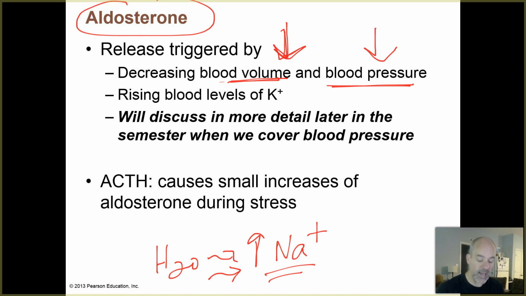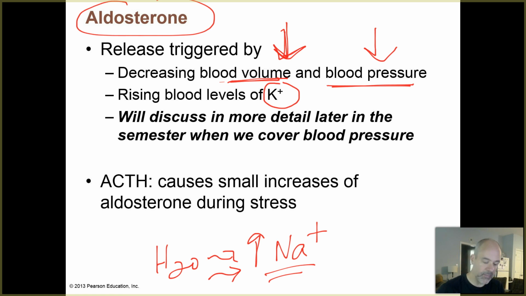Rising levels of potassium ions will also trigger aldosterone secretion, and that gets into the fact that you've got to maintain proper ratios of sodium and potassium ions in your extracellular versus your intracellular fluids. If not, your nervous and muscular systems don't function properly, and you won't live very long if things get too far out of whack. So sodium and potassium homeostasis are super, super, super critical.